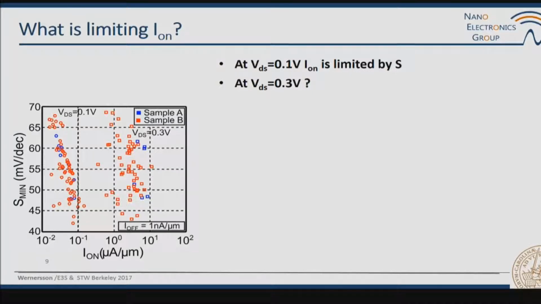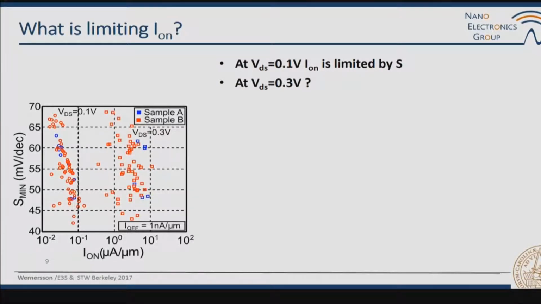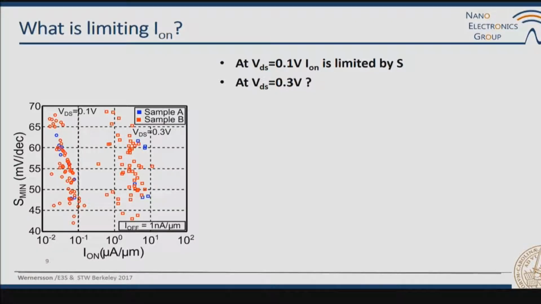So we made the following plot. We take a look at what is the on current we're getting at the fixed off current of 1 nanoamp per micrometer as a function of the minimum subthreshold swing. So we can see at 0.5 volt drive voltage, there is what I think a quite clear correlation. So in this case, if we are reducing the slope, the current will increase. If we take this at 0.3, it's harder to find this correlation. The data is much more scattered.